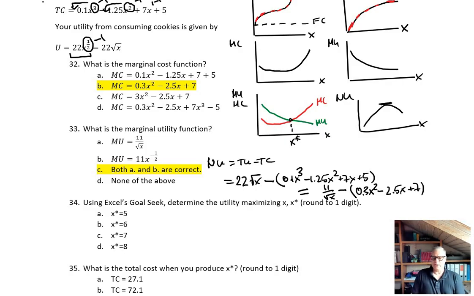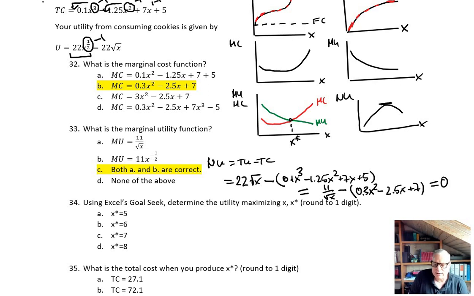Okay, that has to be equal to 0, because that would be the first derivative of this net utility function. The 11 over the square root of x is the marginal utility, and the second part is equal to the marginal cost, and they have to be equal. So if we subtract one from the other, it needs to be 0.